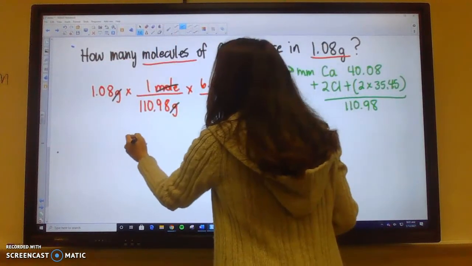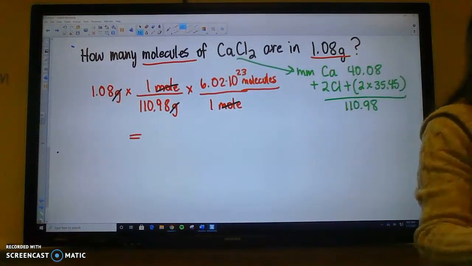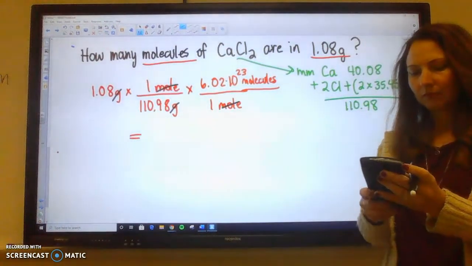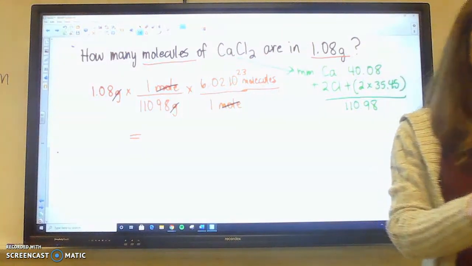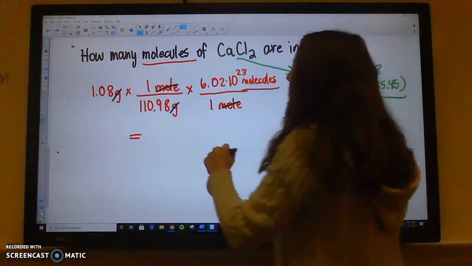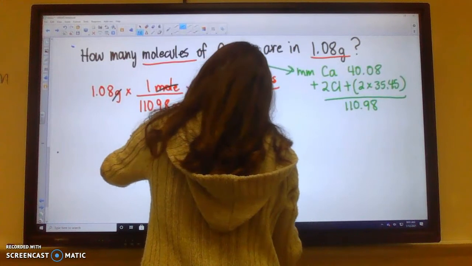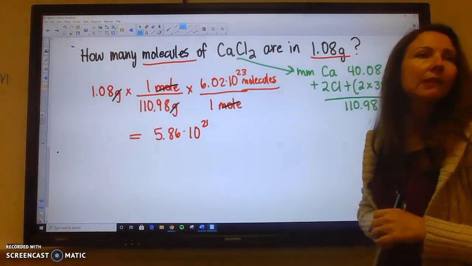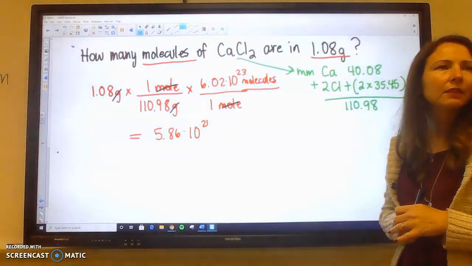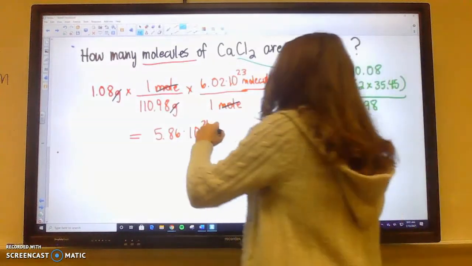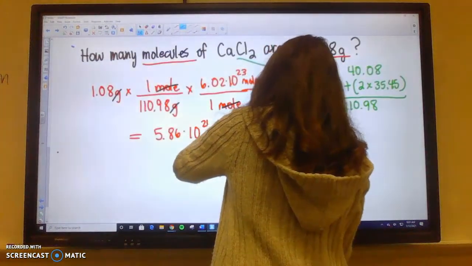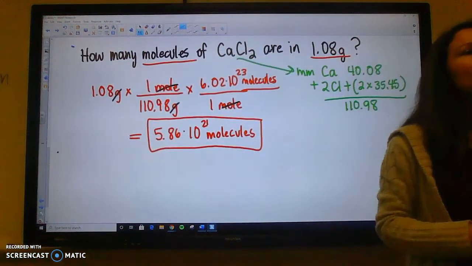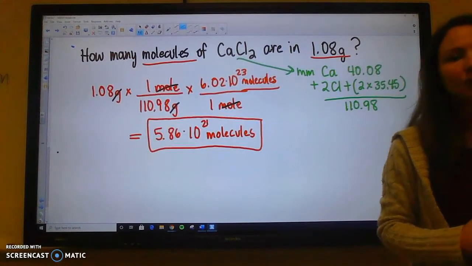So let's see what we get for our answer after we solve this in a calculator. Okay, 5.86 times 10 to the 21st. And this is going to be what unit? What's our final unit? Molecules. Good job. Okay, so this is one of each type of problem you would see that would be a two-step conversion.